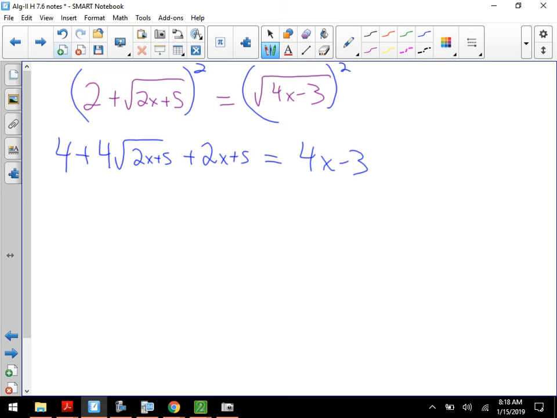Just in case you forgot, the pattern, if this was a minus, it's the same thing, just the middle term is different. It's a negative. Just in case that shows up. Combine your like terms with the stuff on the left. I'm going to get 2x plus 9.